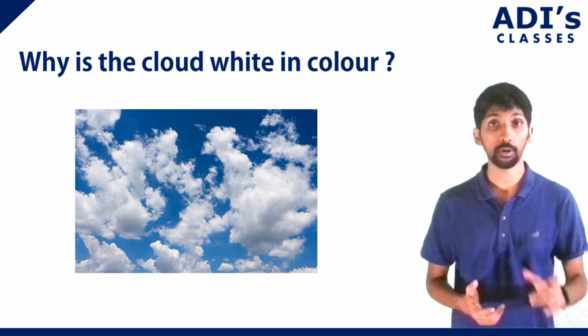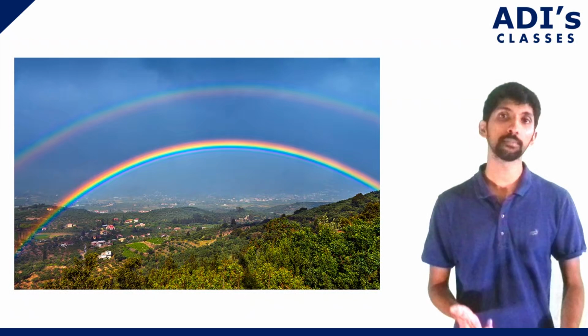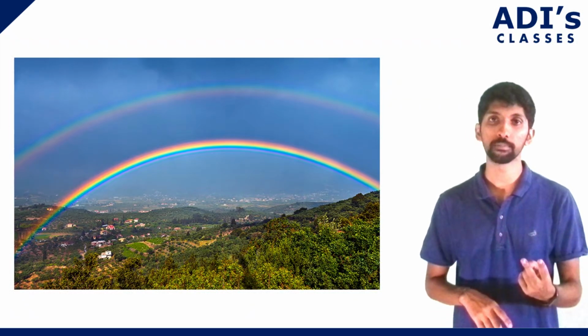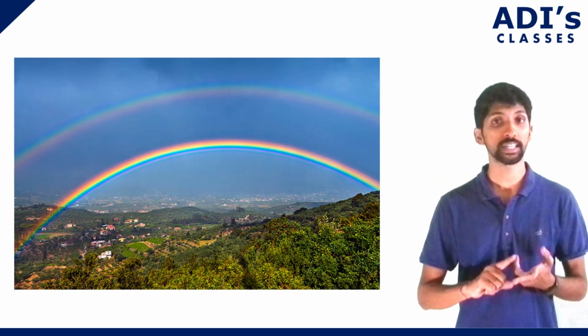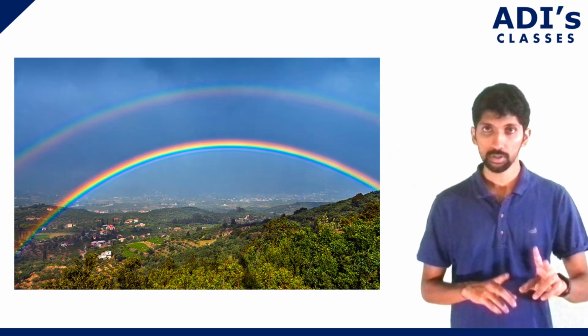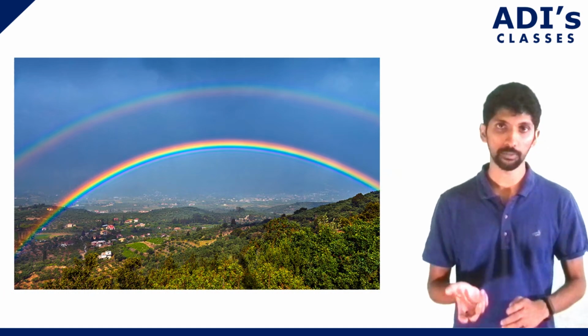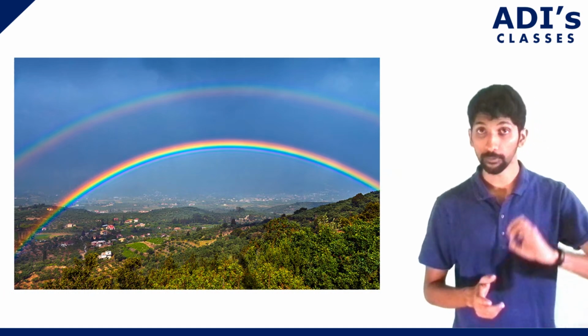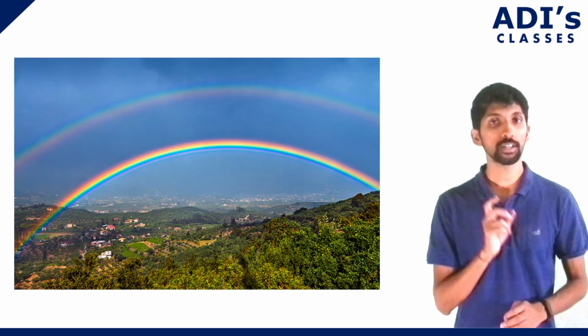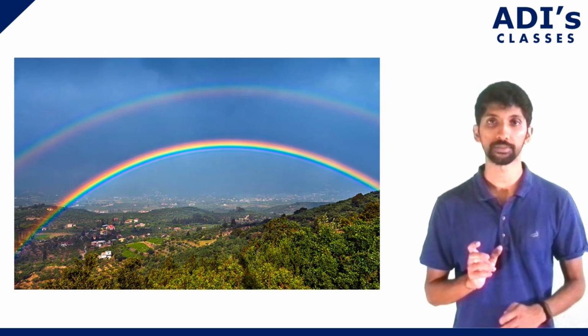One more very important example is the rainbow. When we talk about rainbows, actually there are two rainbows: a primary rainbow and a secondary rainbow. Both rainbows are because of scattering of light. But before scattering of light, there is one more thing: total internal reflection also happens here.